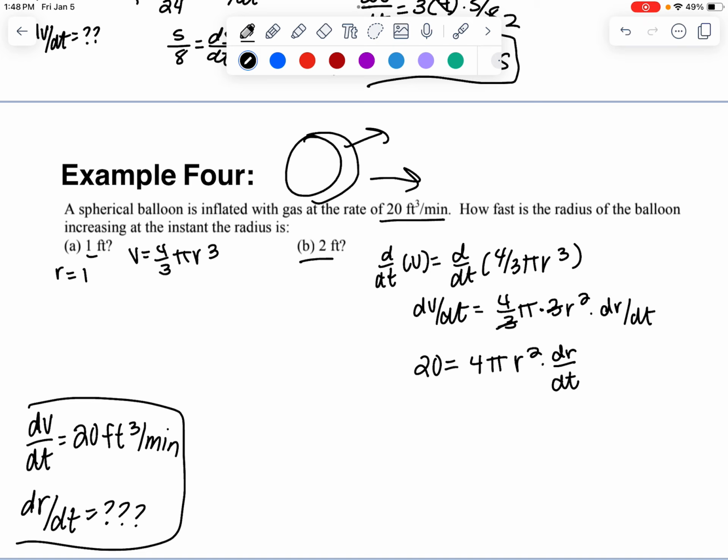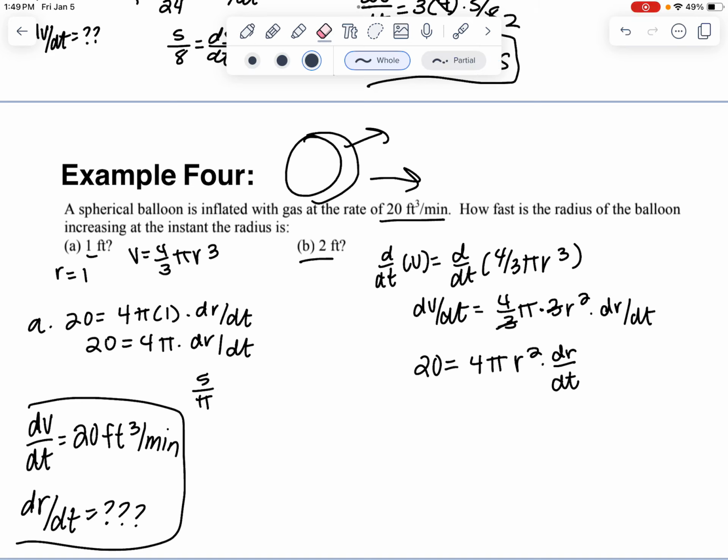And then I'm going to do a now. So I'll do that over here to put it under a. For a, I just need to plug in 1 for r. And then I just have to solve for dr/dt, so it'll actually end up being 5 over pi. I did that in my head, but see if you can figure out why. And then we were concerned about the radius, so it'll just be feet per minute. And that equals dr/dt.